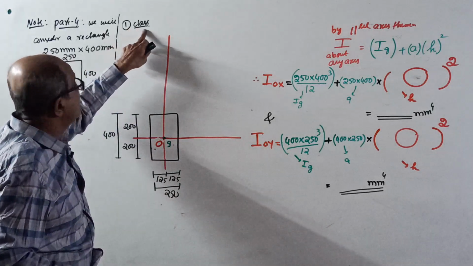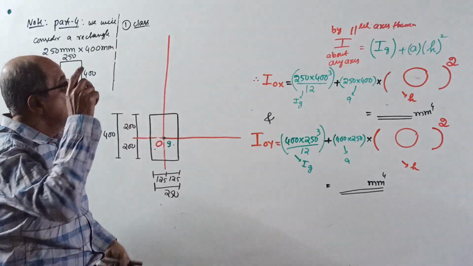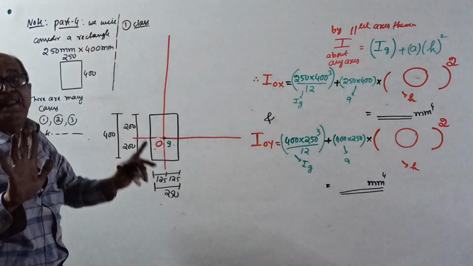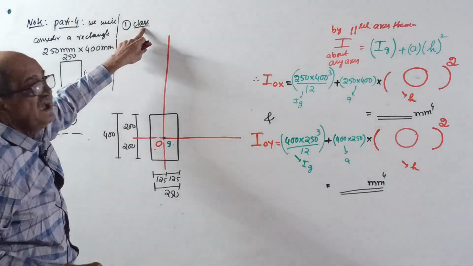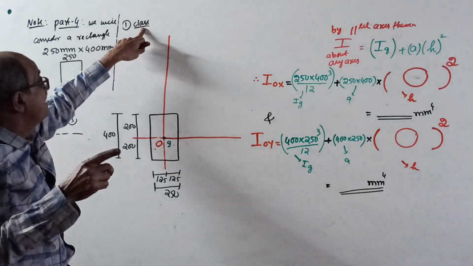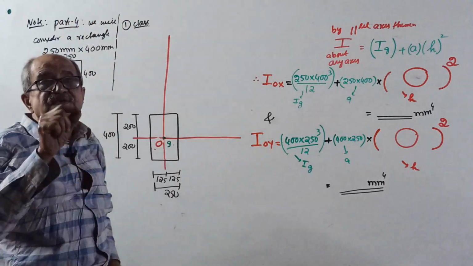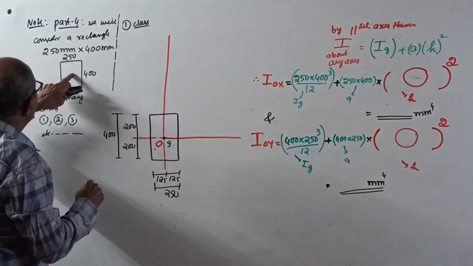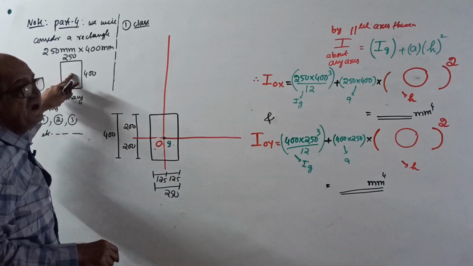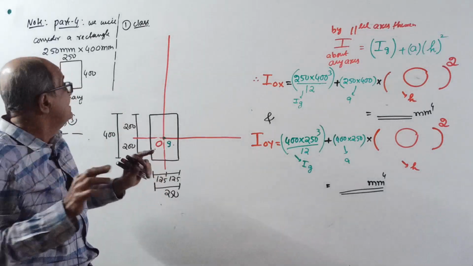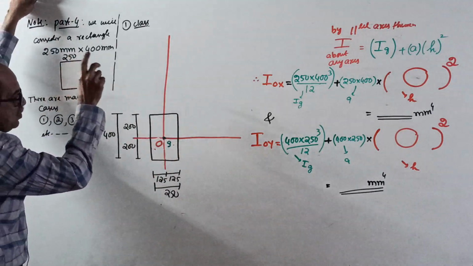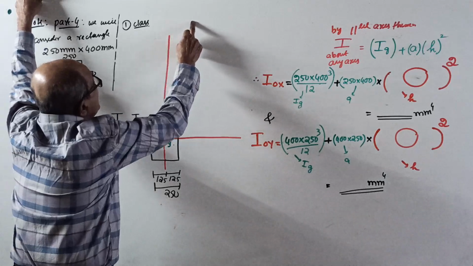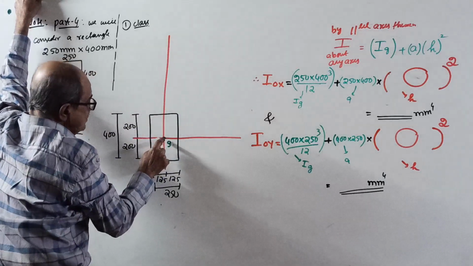Case 1, class. See, what I am dictating, you have to write. The rectangle is placed so that the center of the rectangle coincides with O. You know what the center is? The exact center. That center itself is the centroid. Center of the rectangle coincides with O.